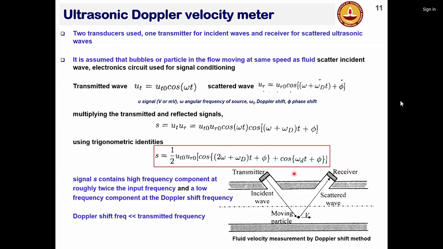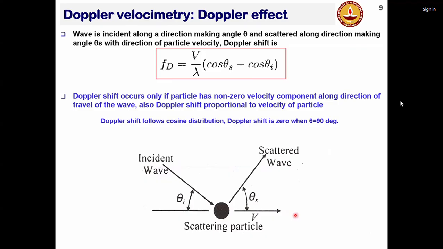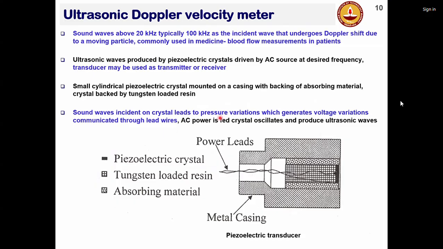So you have the transmitter, which is sending out the incident wave, and there is some particle which is moving with the flow, and you are trying to measure the velocity at that point. This transmitted wave hits the particle, and the particle scatters it, and the scattered wave is collected by the receiver here. And we said that if you know the frequency of the incident wave and the frequency of the scattered wave, the difference between the two is related to the velocity, provided we know the wavelength of the wave that we are actuating.